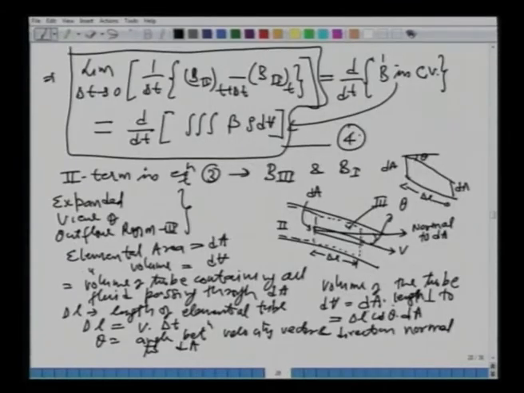Moving further, we wrote this first term as, under the limit, 1 over delta t of B2 at time t plus delta t minus B2 at t. This we say is nothing but the first derivative of extensive property in the CV, and we had just derived the expression for B in CV as this quantity. So, this whole expression we derived, and we said this is equation number 4. That was the first component, which is the time rate of change of extensive property stored within the control volume, component number 1.